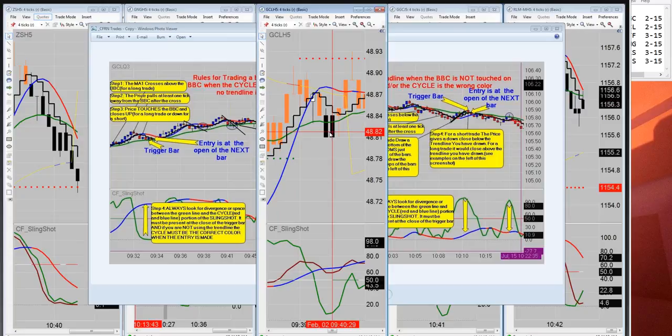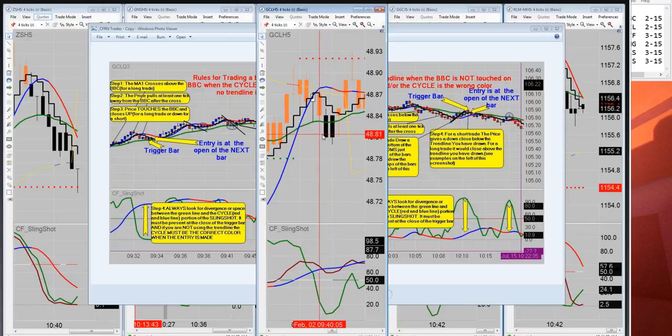Okay. And then for a long trade, the entry would be on the up close. Alright, so you got to have an up close after it touches the BBC. It doesn't have to be on the bar that touches the BBC. It's just got to be a bar after the BBC is touched. You got to have an up close before the black step line crosses below the BBC.